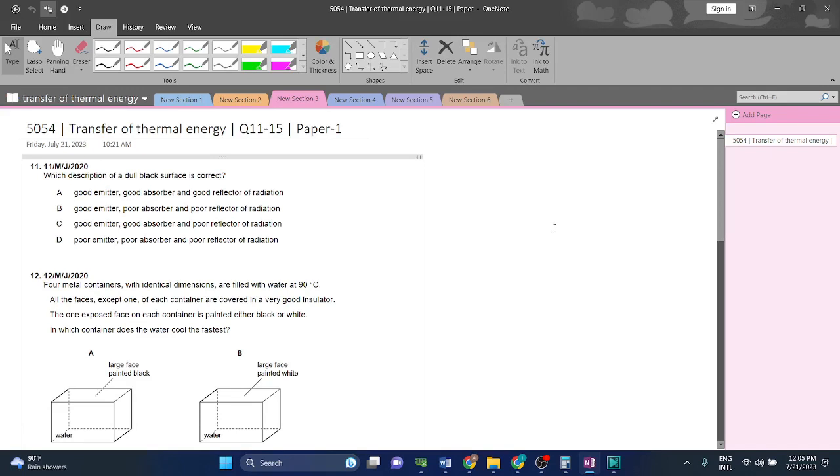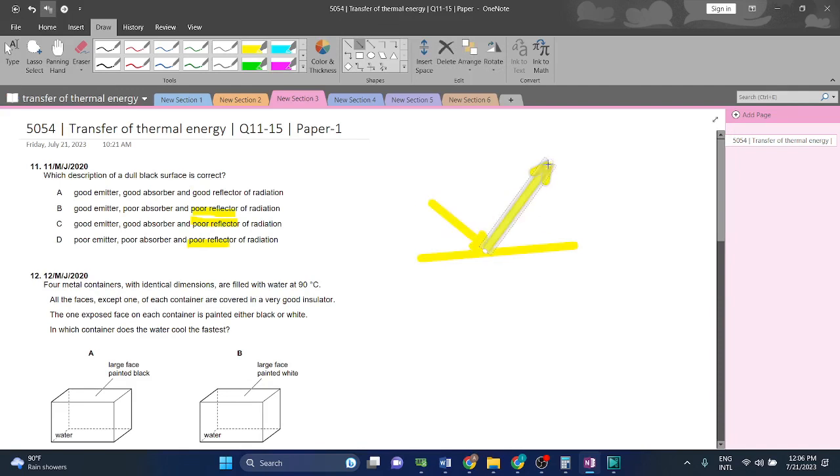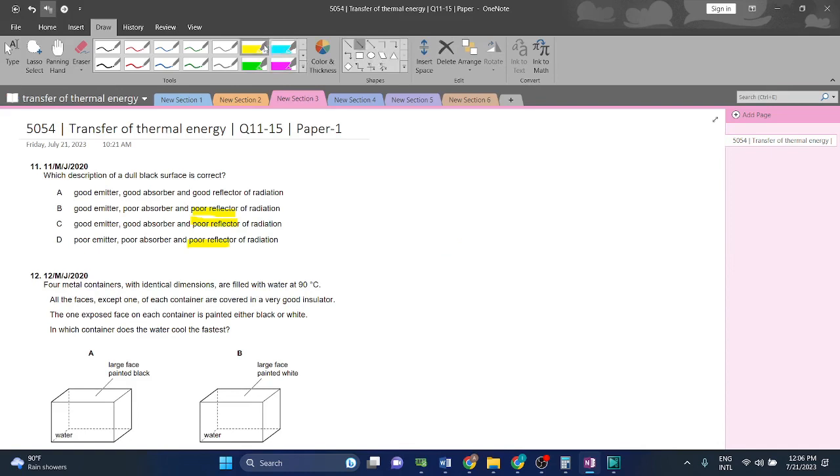So having said that, question 11, which description of a black surface is correct? Black surface, अच्छा जी. Black surface is a poor reflector. White surface is a good reflector. White surface पे अगर कोई चीज आए, it will reflect, while on the other hand, अगर कोई black surface पे आए, it will get absorbed. ठीक है ना?